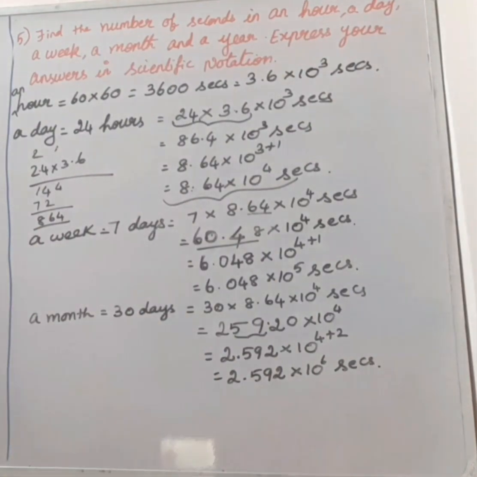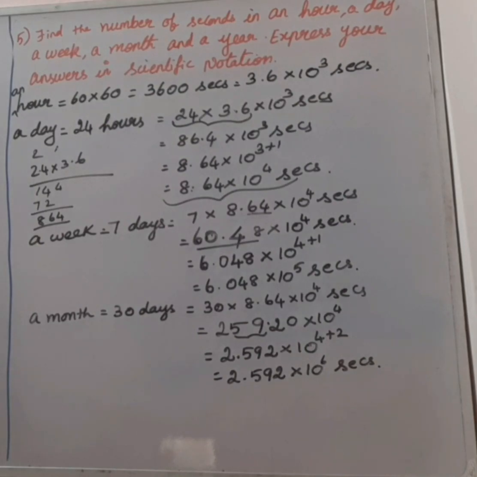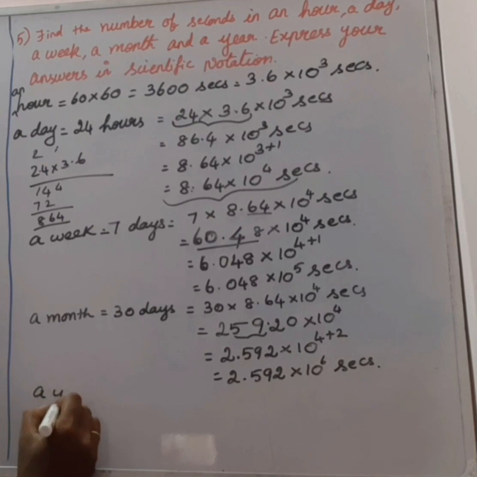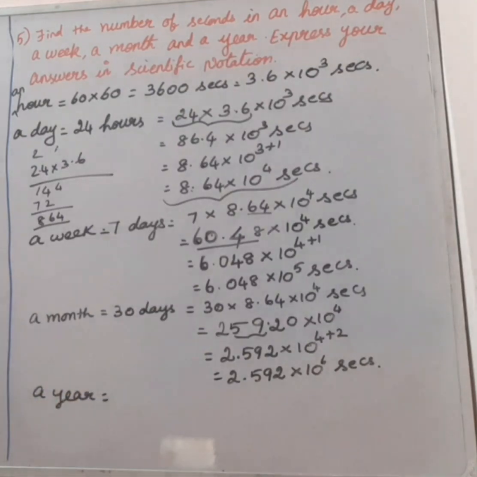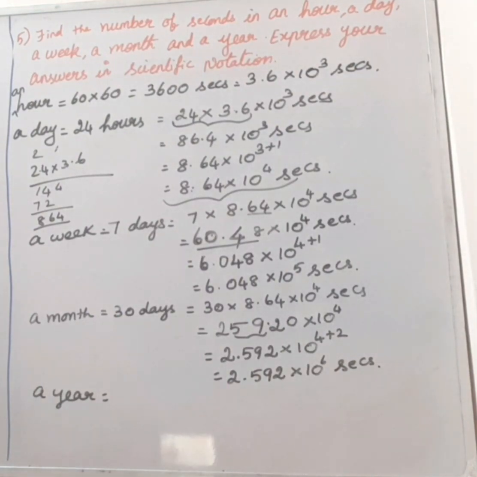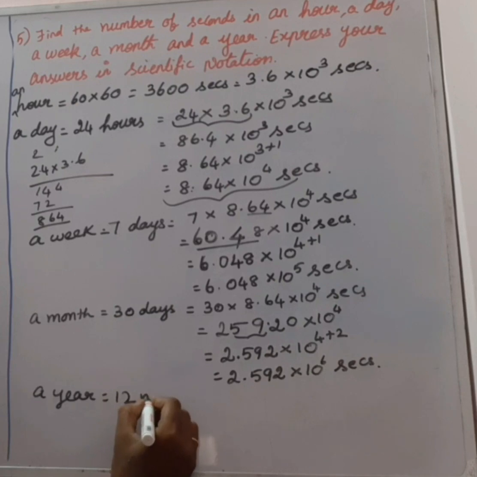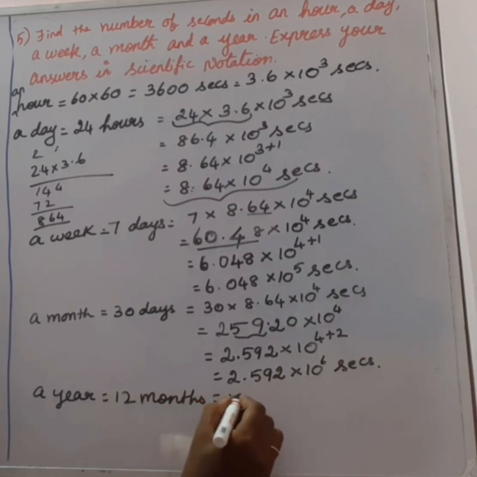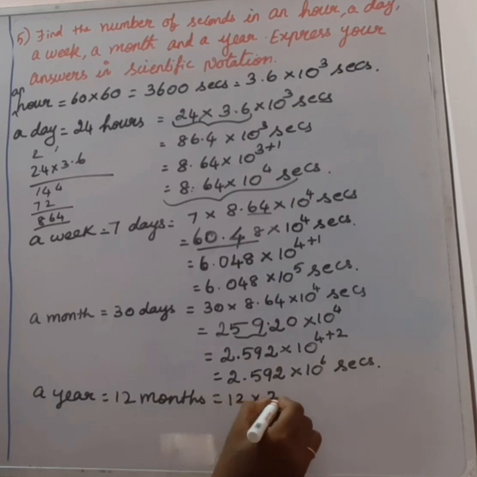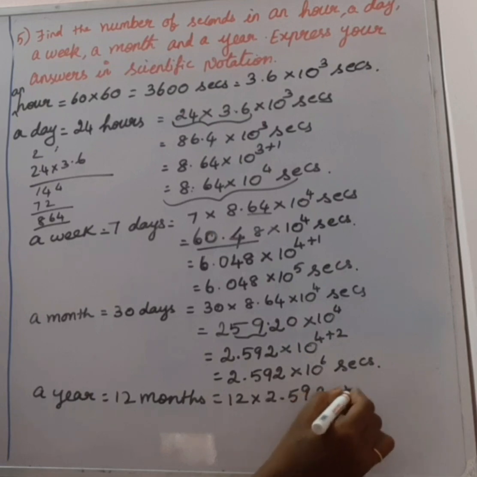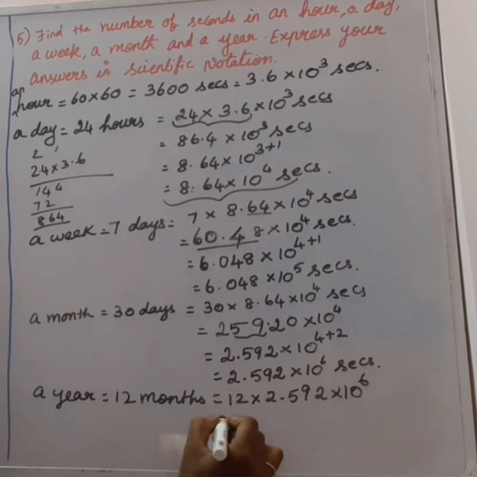Let us see the next one. What is the next one? A year. How many months in a year? 12. So directly multiply it up. 12 months. So 12 into 2.592 into 10 power 6.